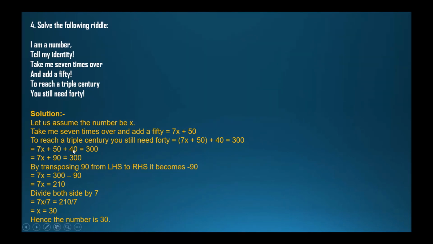Now 50 plus 40 is 90. So 7x plus 90 equals 300. Now we will bring this 90 to the RHS side. So plus 90 will become minus 90. 7x equals 300 minus 90. So 7x equals 210. Now we will divide by 7 on both sides. So this 7 will cancel. x will remain. 210 upon 7, that is 30. So x equals 30. Hence the number is 30.